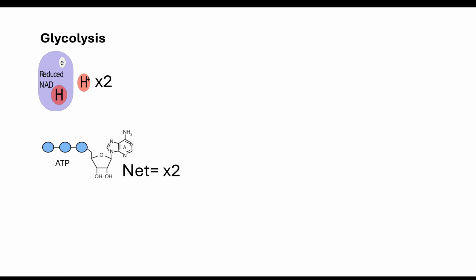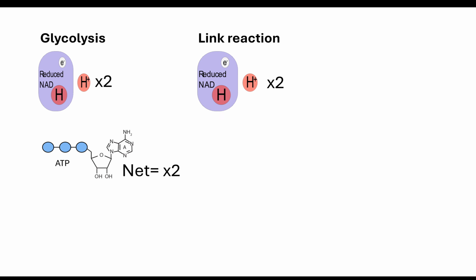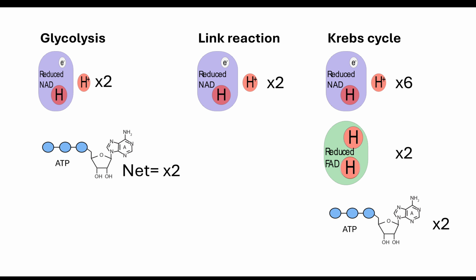The glucose was broken down into 2 pyruvates, and they led on to the link reaction and were converted into the acetyl group. Again, we end up with 2 of our coenzymes NAD being reduced. That acetyl coenzyme A was then fed onto the Krebs cycle, and in the Krebs cycle, because we had 2 acetyl groups being brought in, we end up at the end of the Krebs cycle with 6 reduced NAD coenzymes and 2 reduced FAD coenzymes, and because of substrate level phosphorylation, we get 2 ATP molecules.